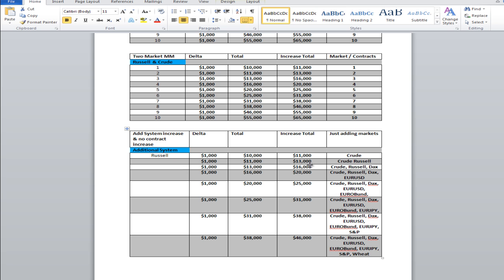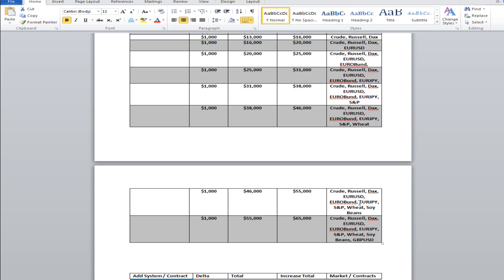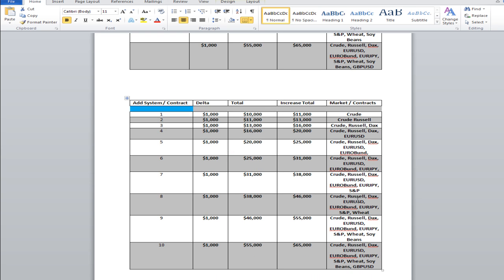And then the final stage of this is where you get a point where you say, all right, I'm not just adding systems here, I'm actually adding systems and contracts. So on the previous example, we would have been trading, say, the crude and the Russell, 1 contract each. Then we would have gone to another rate of increase and added the crude, Russell and the DAX, 1 contract each. But in this example here, we're adding systems and contracts.